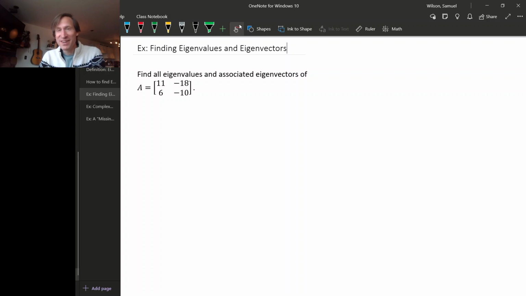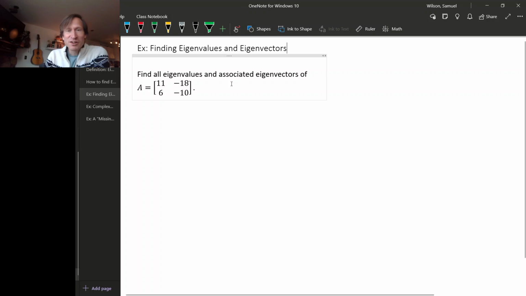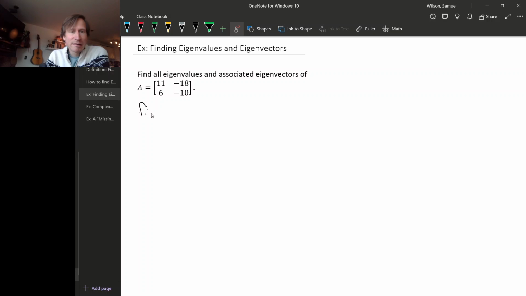Now that we know what eigenvalues and eigenvectors are, let's actually calculate some. So let's find all the eigenvalues and associated eigenvectors for this matrix. Remember, to find the eigenvalues (eval is my abbreviation for eigenvalue), we can just solve the characteristic equation for this matrix, which again is the determinant of lambda I minus A.